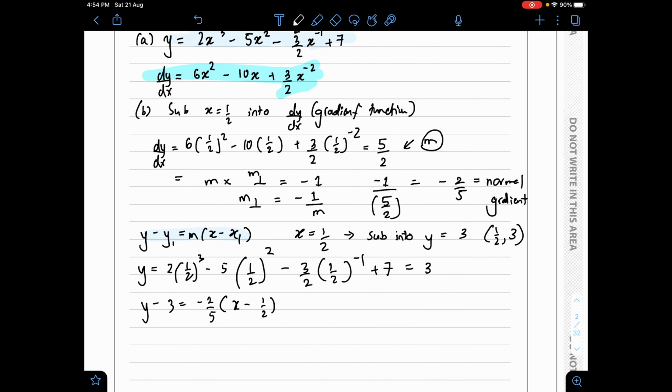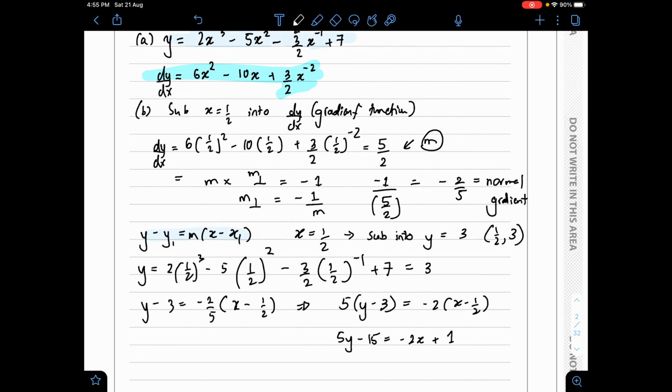Okay, so we can put 5 to the other side, so 5 will multiply this side, and you'll have minus 2 multiplying this side, right? So you'll be left with 5y minus 15 equals minus 2x plus, so minus 2 times minus a half, that's plus 1, right?